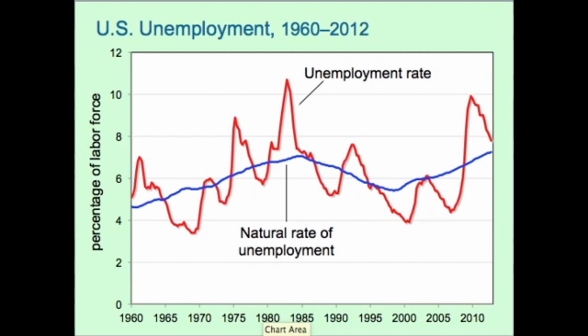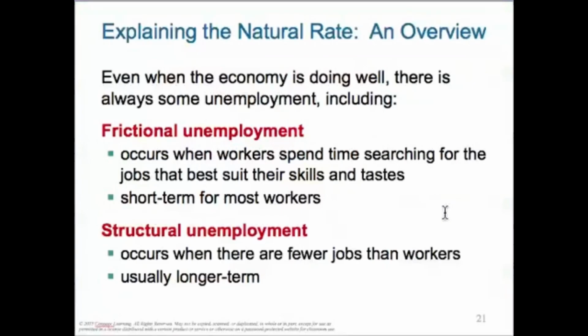Hopefully that's helpful. So your deviations from, say, the blue line up to the red line is your cyclical unemployment. This would be a positive cyclical unemployment, and from this point to that point would be a negative cyclical unemployment. Now, let's explain the natural rate as an overview.